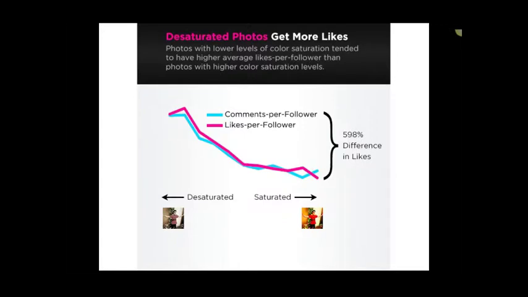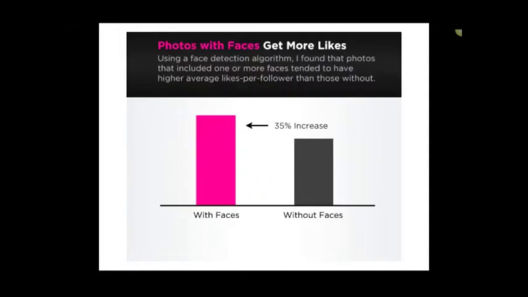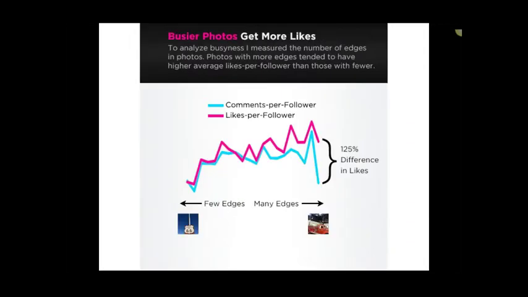This was kind of surprising to me. Photos with lower levels of color saturation tended to have higher average likes per follower than the photos with higher color saturation. So something to think about. It doesn't have to be perfect. Using a face detection algorithm, I found that photos that include one or more faces tended to have higher average likes per follower than those without. Not a big deal, but with faces versus without, they like this. I guess the selfie thing wins on that one.